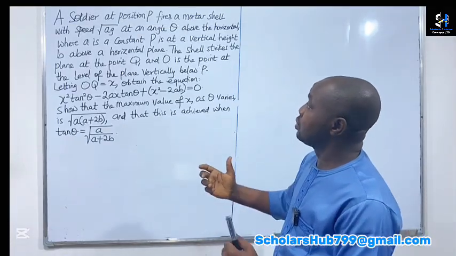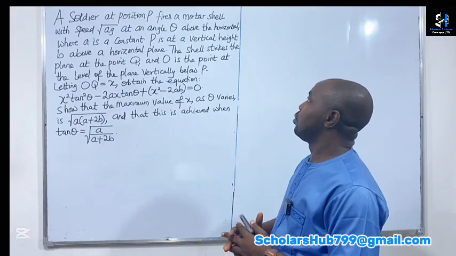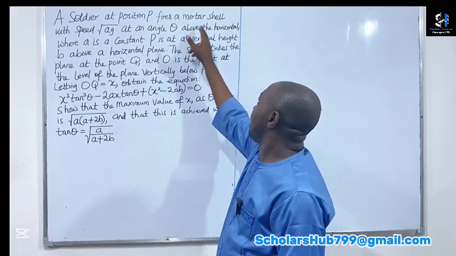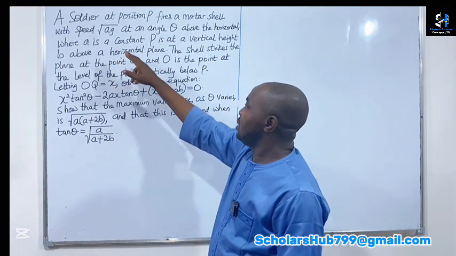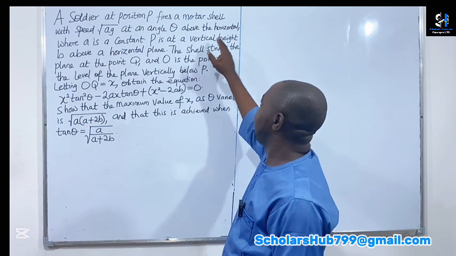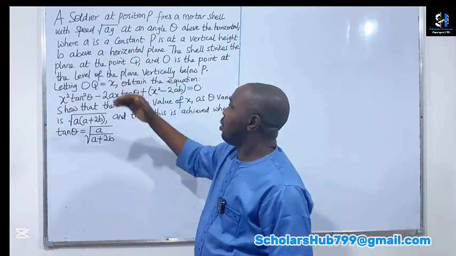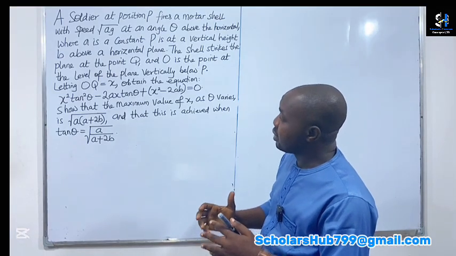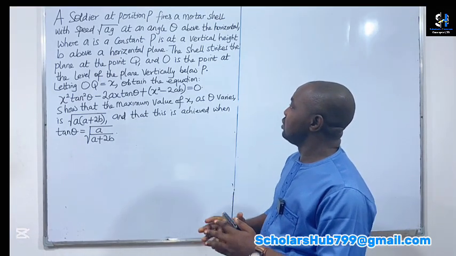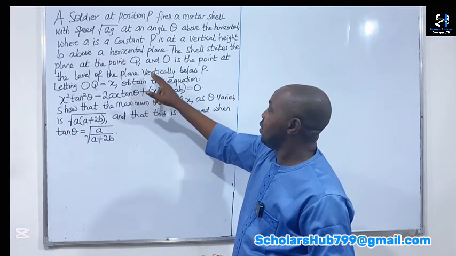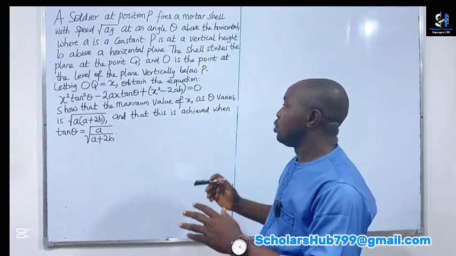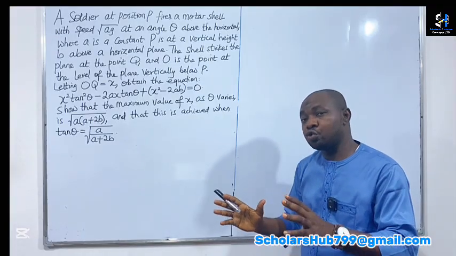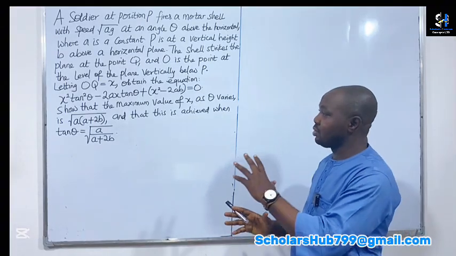A soldier at position P fires a mortar shell with speed root AG at an angle theta above the horizontal, where A is a constant. P is at a vertical height B above a horizontal plane. The shell strikes the plane at the point Q, and O is the point at the level of the plane vertically below P. Now, to be able to solve this question, the first thing we need to do is to draw a diagram, to analyze the problem.